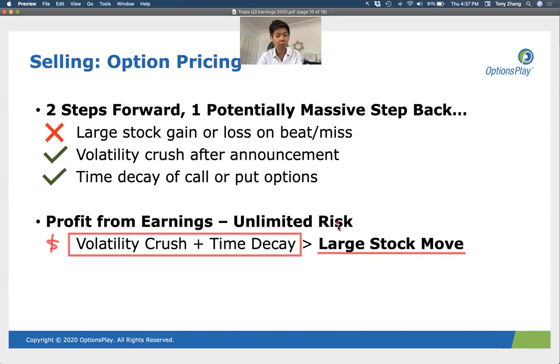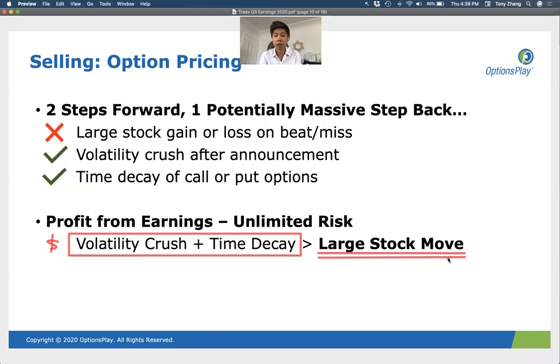But there's no limit as to how much money you can lose if the trade goes against you. So that's the inverse risk reward that you're taking here: you have two things working in your favor, but you have one thing that could potentially put a massive step back in your strategy, which is that when you're selling an option, you have unlimited risk. That unlimited risk factor, if the trade goes against you, can easily overcome the volatility crush and the time decay.